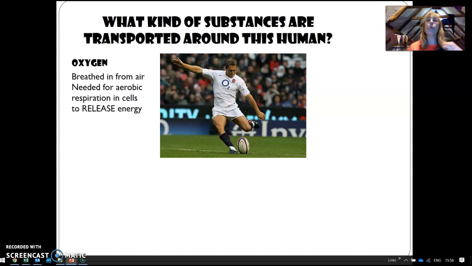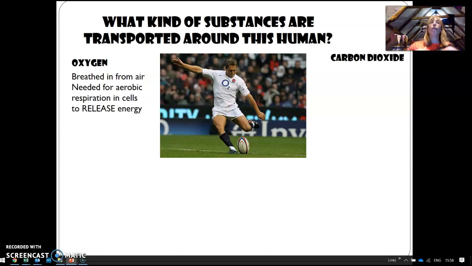So oxygen is breathed in from the air. And why do we need it? We need it for that process I've just spoken about of aerobic respiration in the cells, that chemical reaction in your cells that releases energy. And in Johnny Wilkinson's thighs, in his muscle cells, where he's doing so much work, you can see that from his gorgeous muscles, there is a lot of mitochondria in those muscle cells because they need to release a lot of energy to allow him to go around and win World Cups.